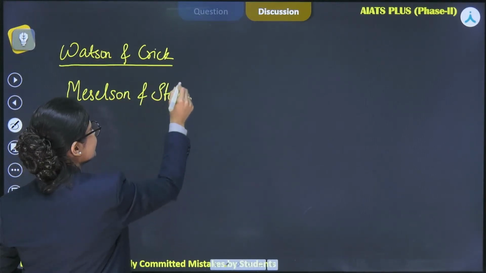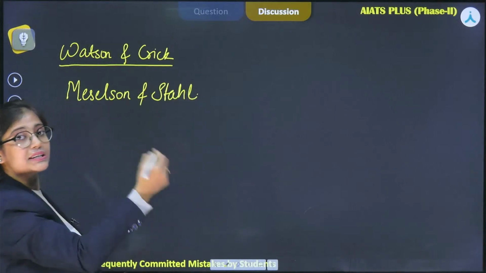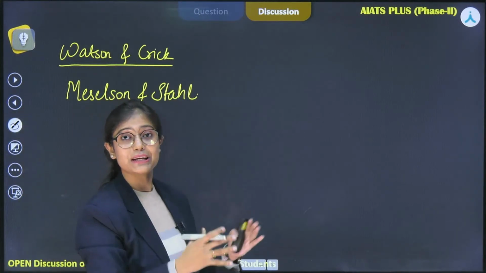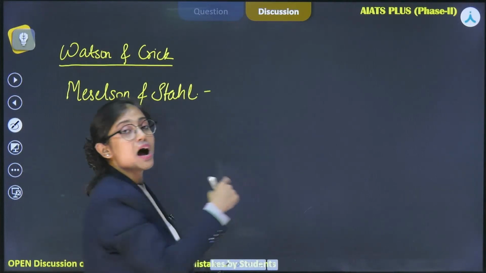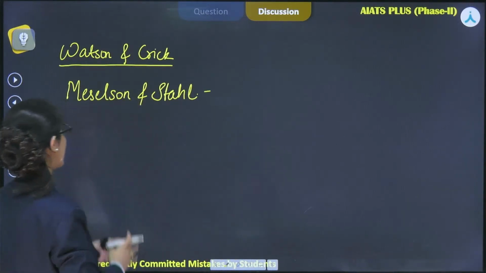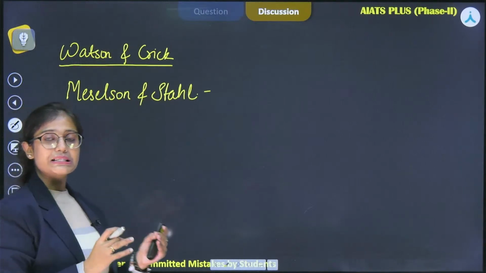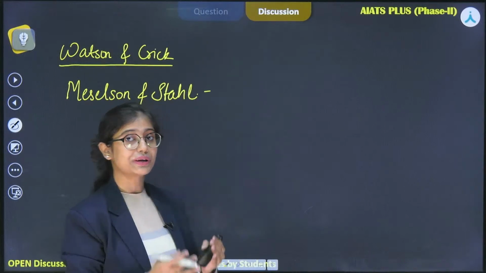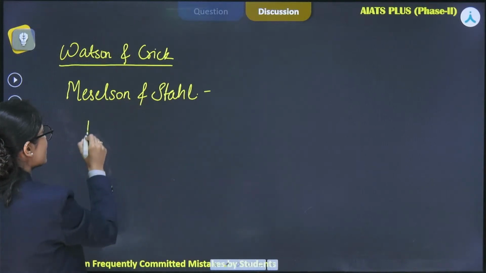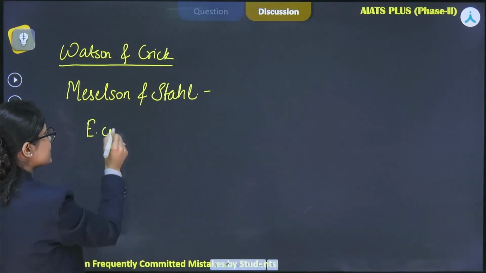They basically experimentally proved that DNA replicates semi-conservatively. How? Let's see. First of all, the genetic material which they used in their experiment was a prokaryotic organism, that is E. coli.